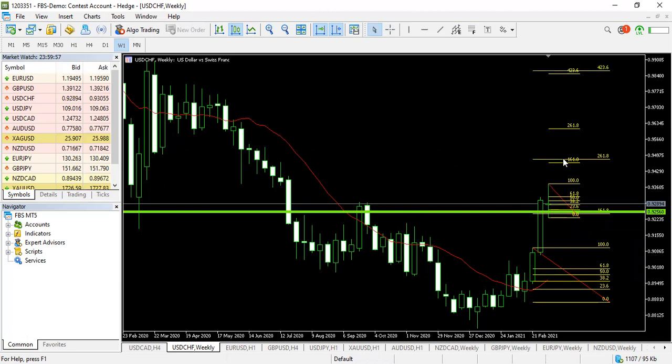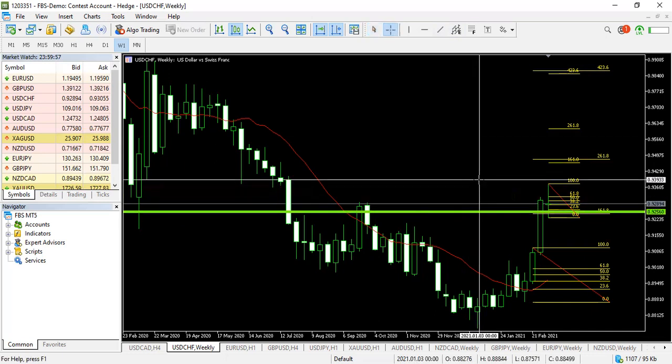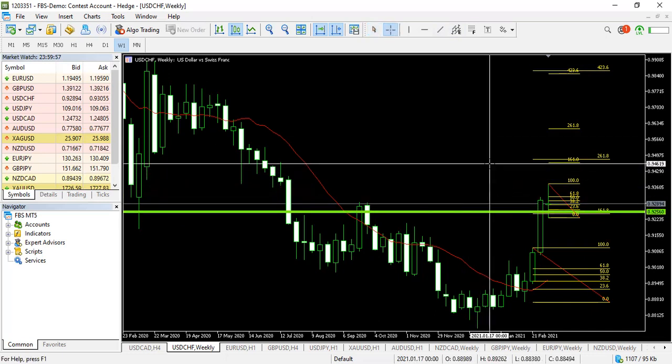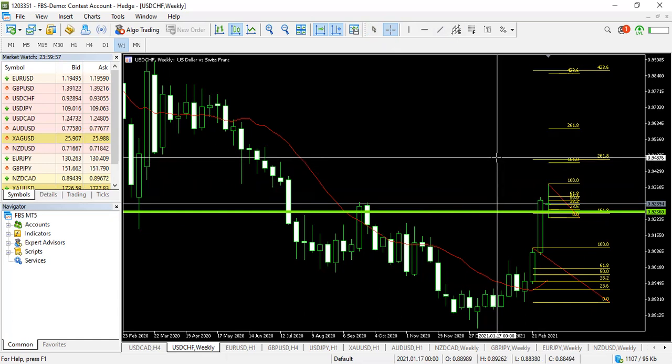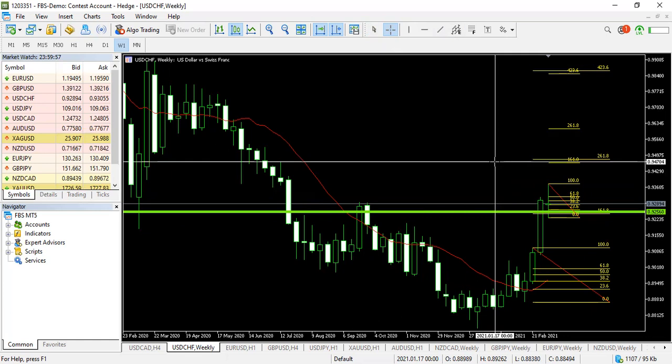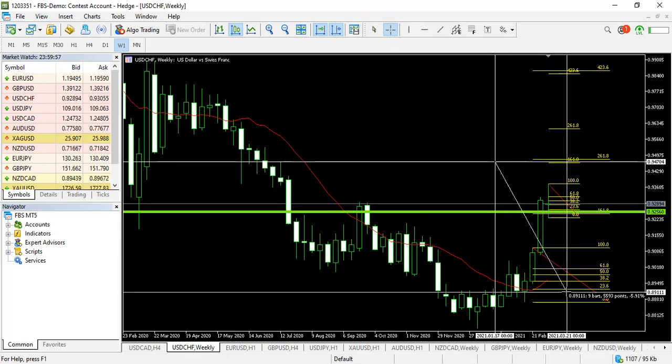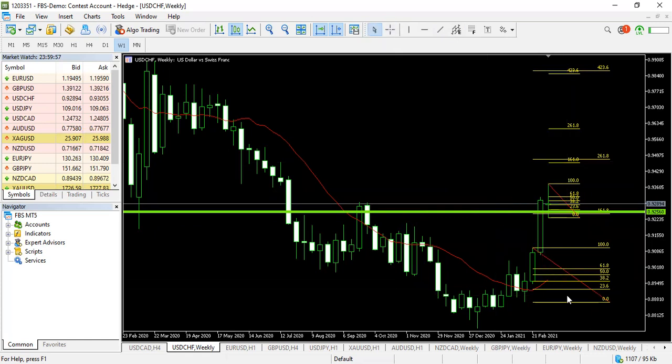The next week's pivot point here would be 0.93700. So we'll likely see the pair rising up to this zone here, which is the 261.8. Our pivot point is around here, so we might see the pair selling if the pivot point holds. With our pivot point, most of the time we always get the best results.